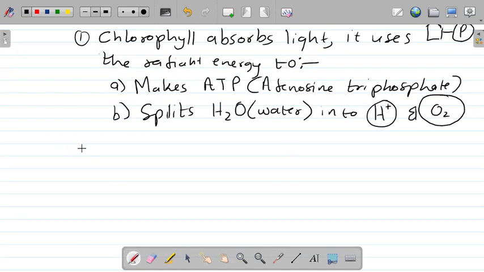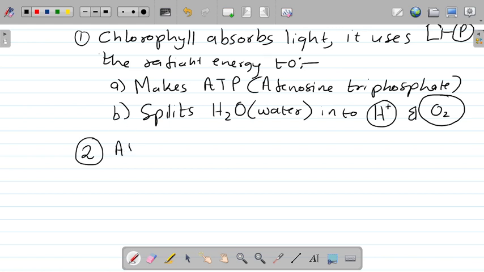Is everybody with me? Then what happens to these miracles that were performed? Something must happen. Let's start with miracle A. What happens to the adenosine triphosphate? It's going to go into the dark phase. Adenosine triphosphate goes into the dark phase.